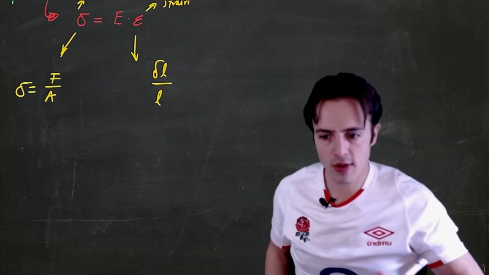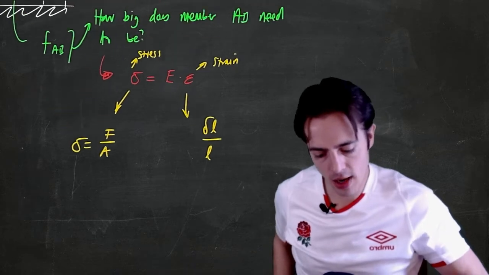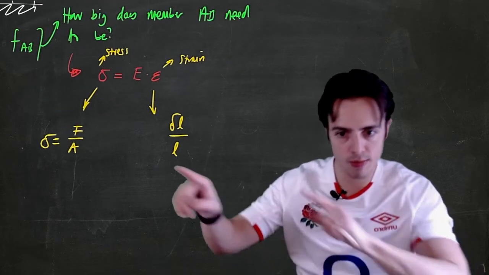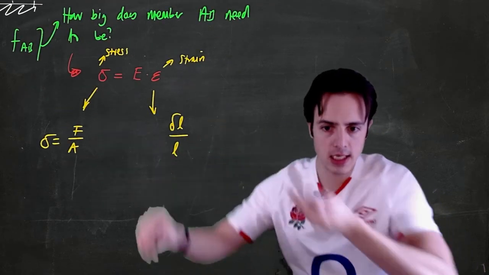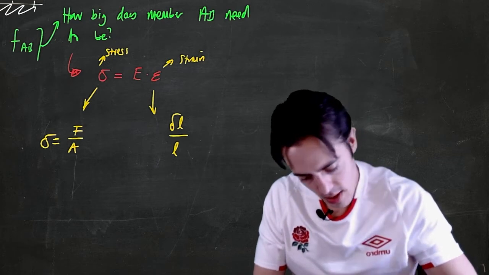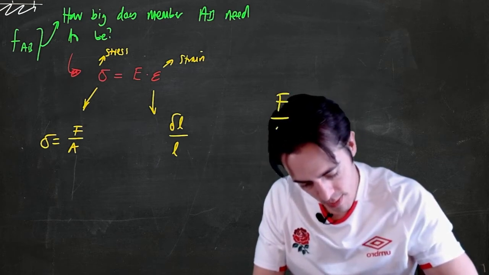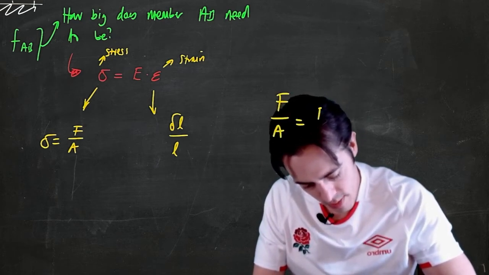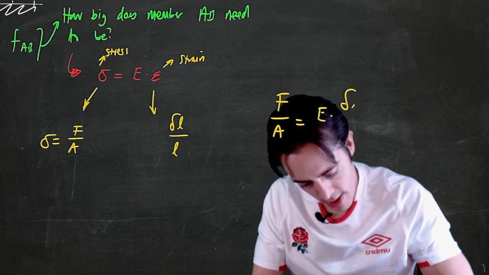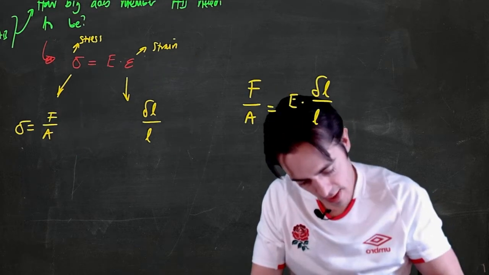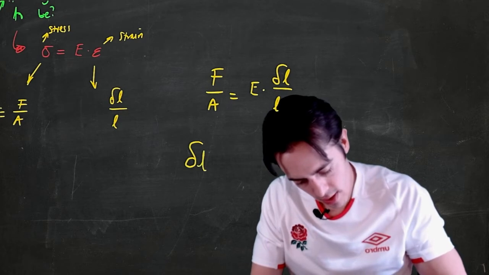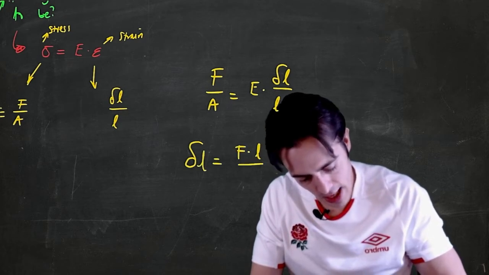We can also use this to solve for the external length by, let's substitute both of these into here. So this then becomes force divided by A is equal to Young's modulus multiplied by change in length on L. So we can then solve for delta L is equal to force multiplied by length divided by Young's modulus multiplied by area.